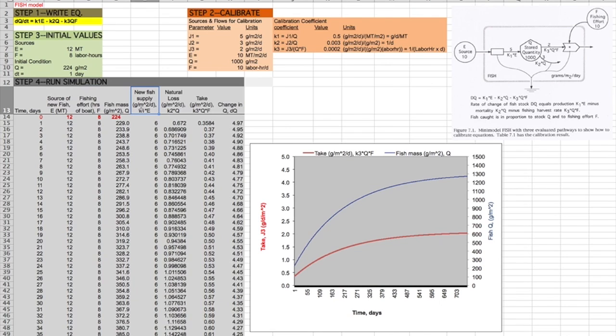Next, we have the inflow, K1E, or our new supply of fish, which is a calculation. We'll go over that in a second. And then we have our natural loss, K2Q, or our emigration. And then we have our take, what's actually being harvested as we fish, K3QF. And finally, we sum all of our flows together as our DQ, or change in storage. So again, the simulation is referring back to our calibration coefficients as well as our initial values up above.